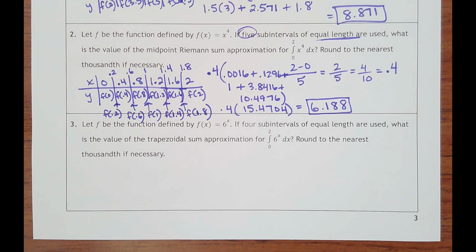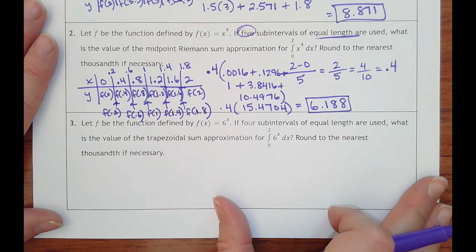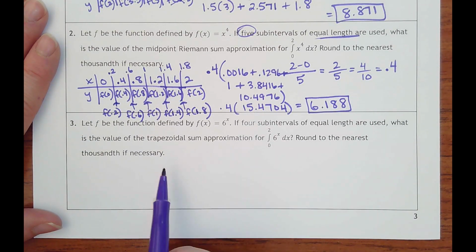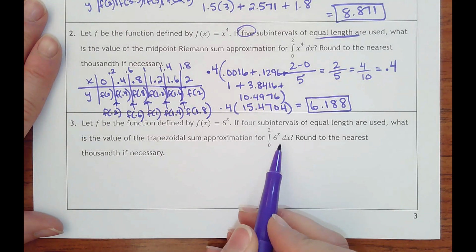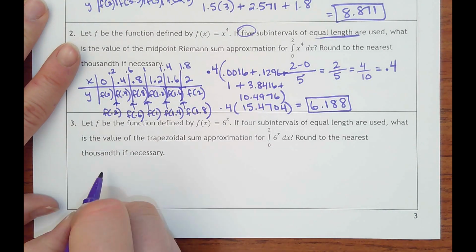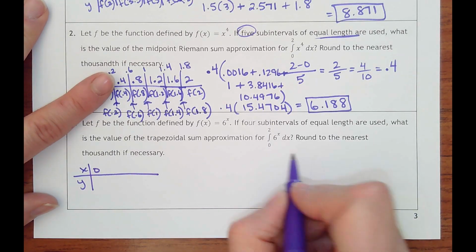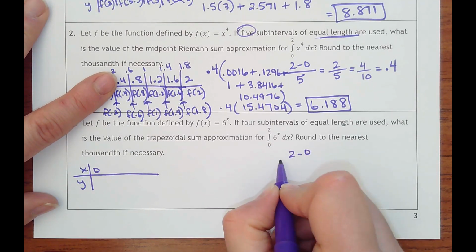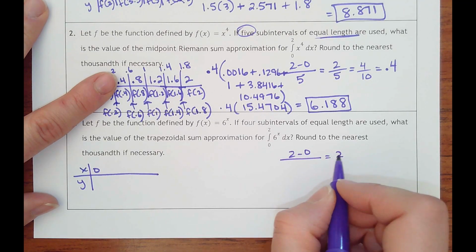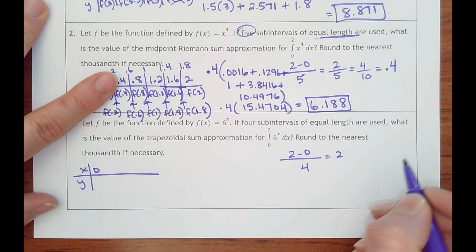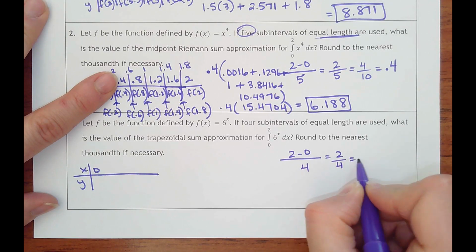All right, number 3, new function, 6 to the x power. If 4 subintervals of equal length are used, what is the value of the trapezoidal sum from 0 to 2 rounded to the nearest thousandth? Okay, so make a table if that helps. Starting with 0, so 2 minus 0, that's 2, and then divided by 4 subintervals. So that means they're each a half.